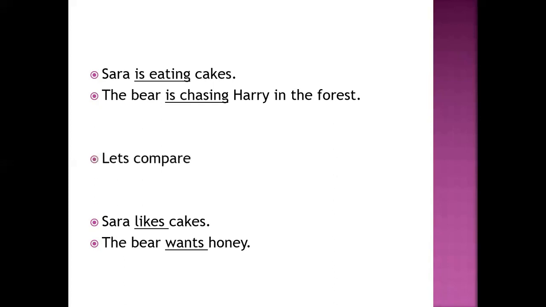Let's compare. The first examples are examples of dynamic or action verbs. The last two examples are examples of stative verbs. These are the verbs showing a state. These are not showing any sort of action. Likes, wants, is, am, are, these are stative verbs. They show the state. These are not action verbs.